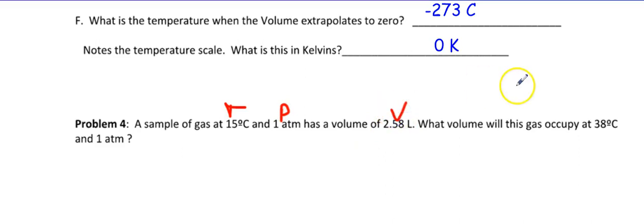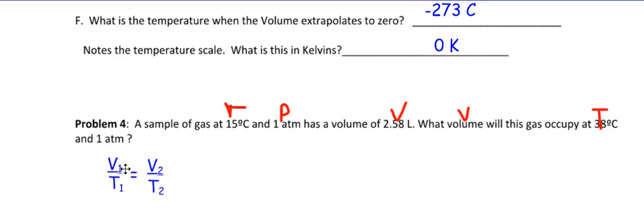Now what changed? Looks like temperature has changed. My pressure didn't change, but they're looking for a new volume. So pressure is constant. I have a change in temperature from 15 to 38 and a change in volume, 2.58 to what you're looking for. What's the relationship between volume and temperature? I think it's direct. Think of your hot air balloon. What happens when it gets hotter? It expands. That's a direct relationship, so you're going to divide.